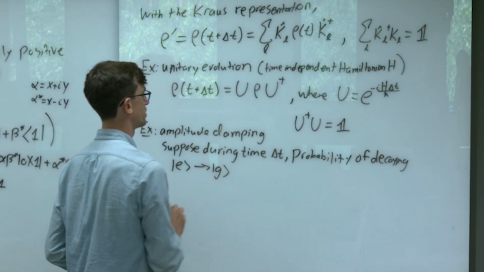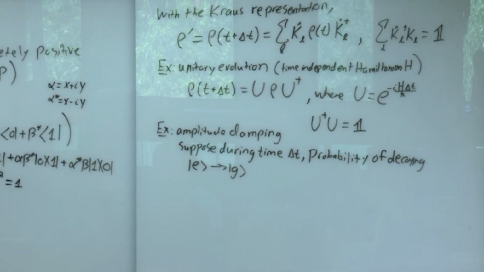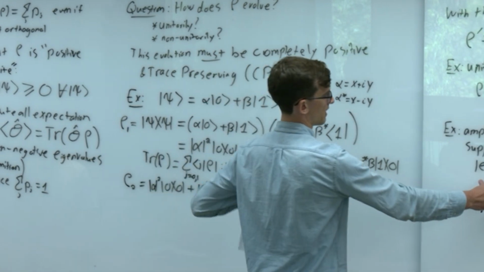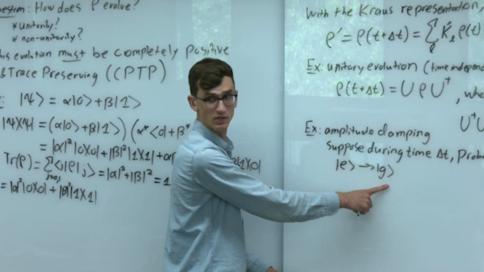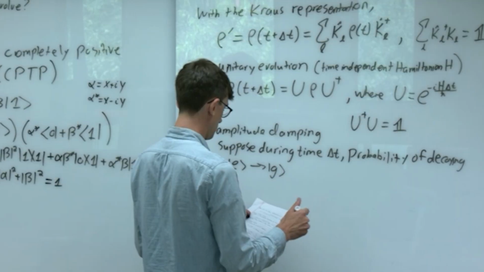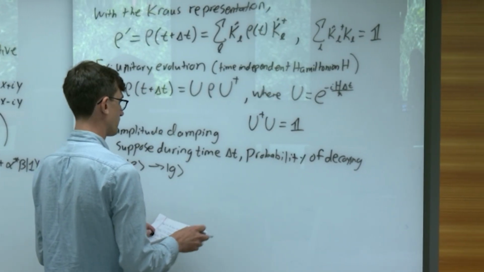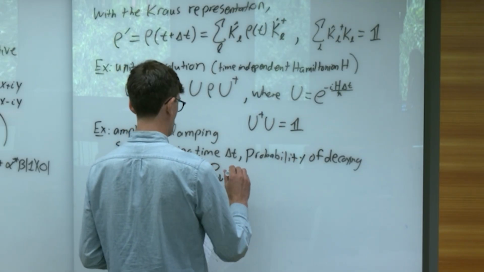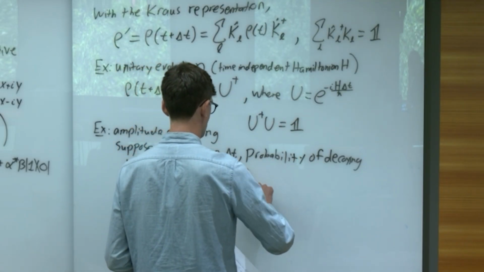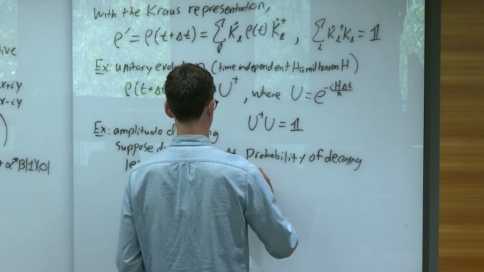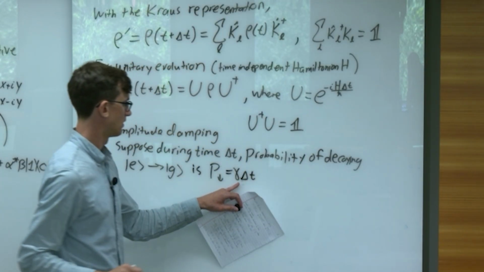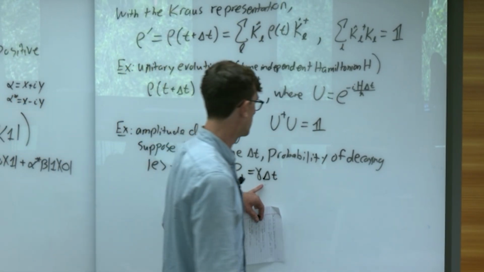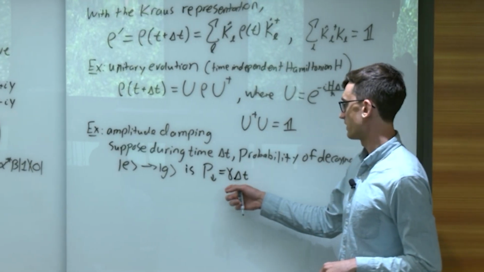And here I'm slightly switching notation from 0 and 1. Sometimes you'll see people write qubit states as 0 and 1, and sometimes as E and G for excited and ground. The probability of decaying from E to G is P_down = gamma delta t. So I have some rate of decay from E to G given by gamma, and the probability that I decay over some time interval delta t is just gamma times delta t.